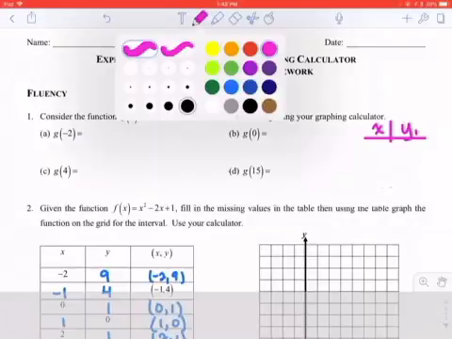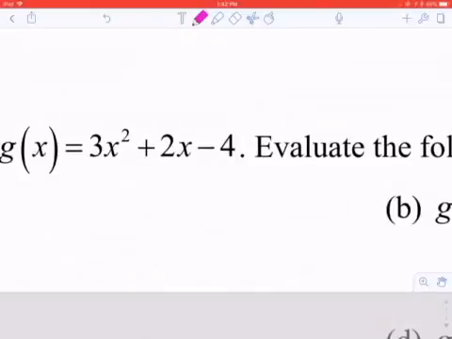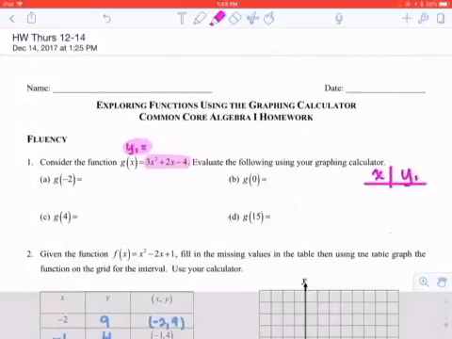So starting with number 1, it says consider the function g of x equals 3x squared plus 2x minus 4. So what you need to do is go to y equals and type all of this into y1 equals. Then go to second graph and you'll find your table. And then you can look for what the y value is at each of these x values. So starting with A, if you were to look at your table, you would see when x is negative 2, y1 is 4.